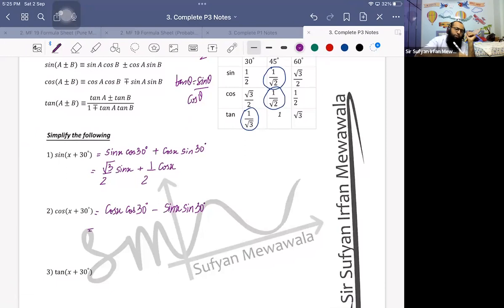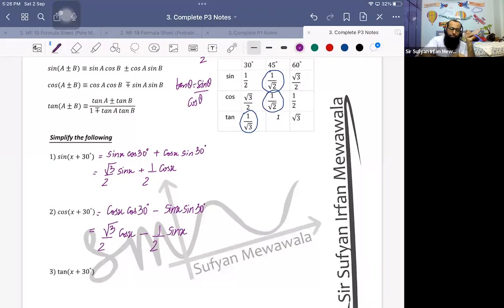Then we know that cos 30 is root 3 over 2. So root 3 over 2 cos x, then minus sine x sine 30. Sine 30 is half, so it's half sine x. So root 3 over 2 cos x minus half sine x. So you expanded cos x plus 30 using the compound angle formula of cos.